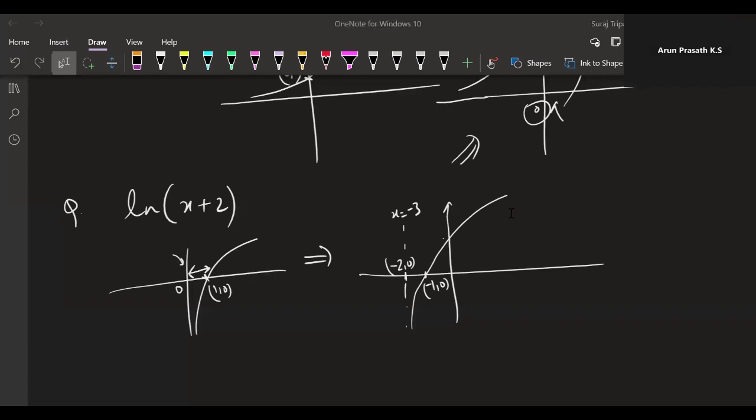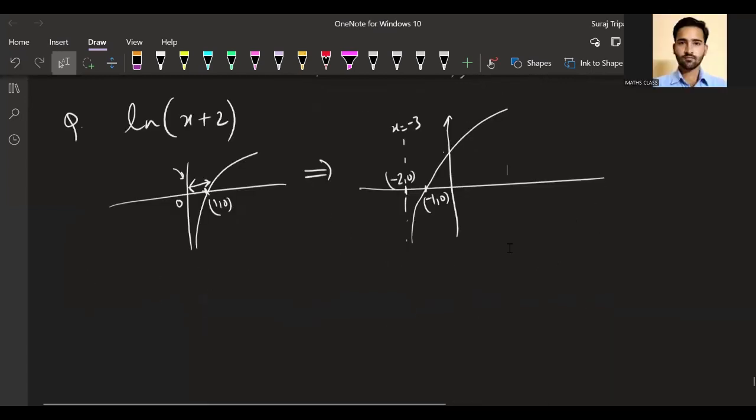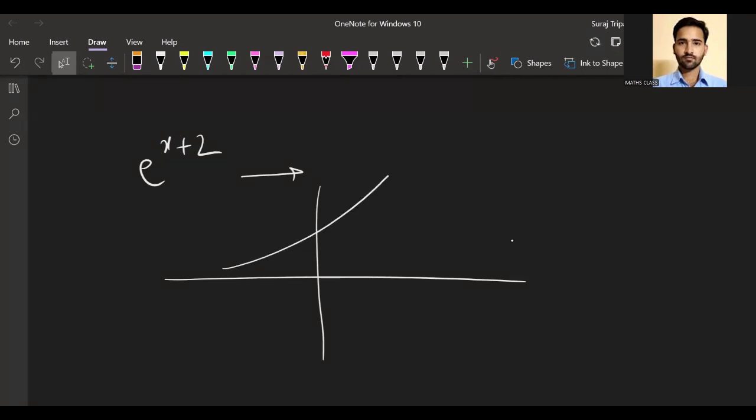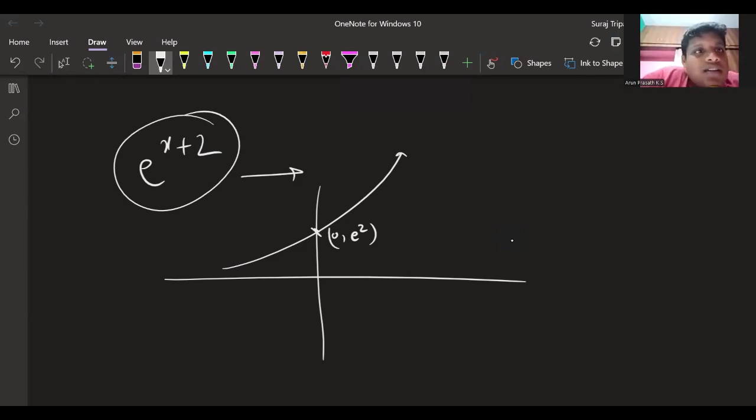Sir, yes. See, this is the new graph. For e raised to x plus 2, the new graph will be like this one. The shape will remain the same, only this point we have to change. This will become 0 comma e square, not 3. If I put x equals to 0 here, and minus 2 comma 0.